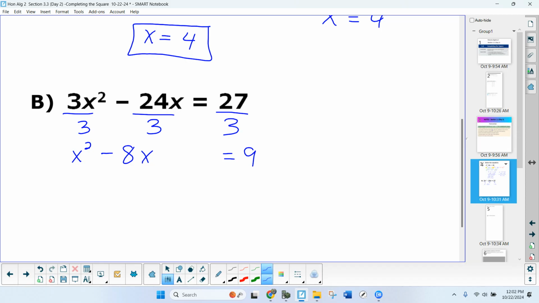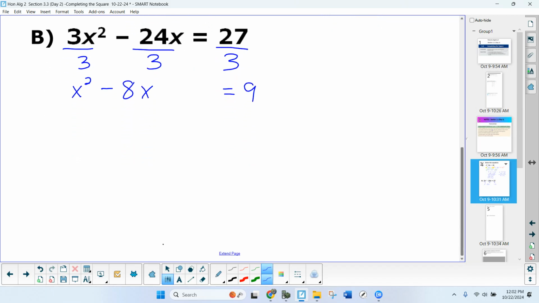All right, are you guys done? AJ, were you one that was arguing? Nah, I'm confident. You're confident. Yeah. All right. What are you going to take half of? -8, which is -4. And you're going to add -4 squared. Whatever you add to one side, do the other.